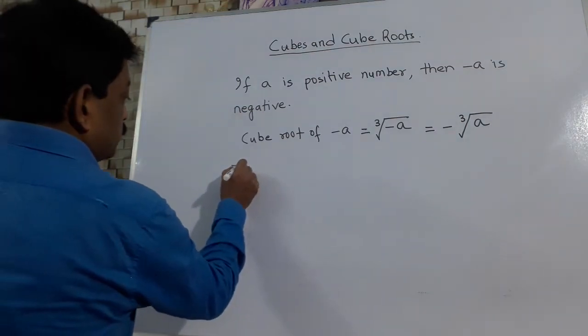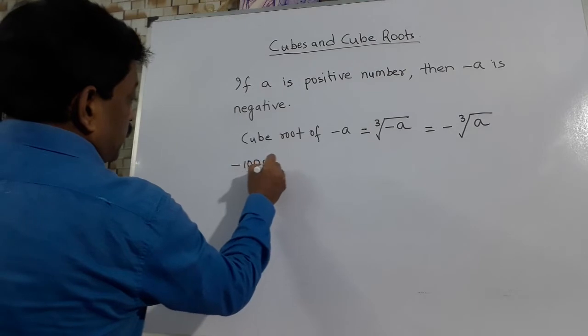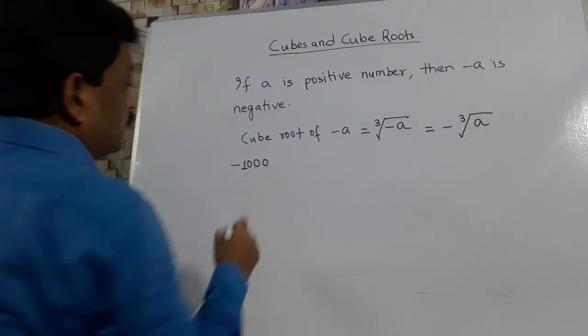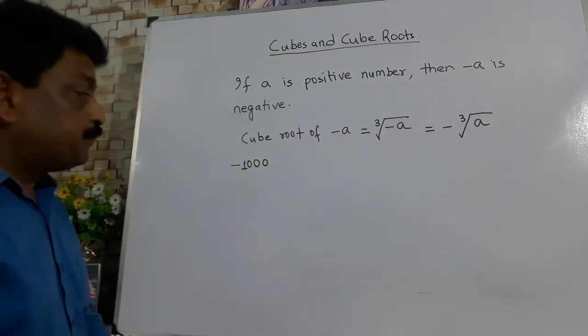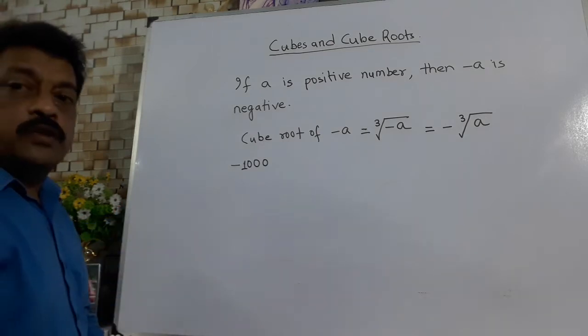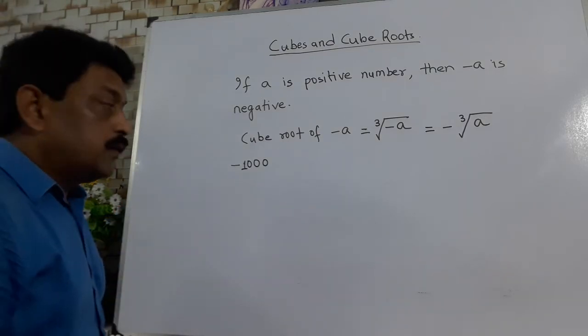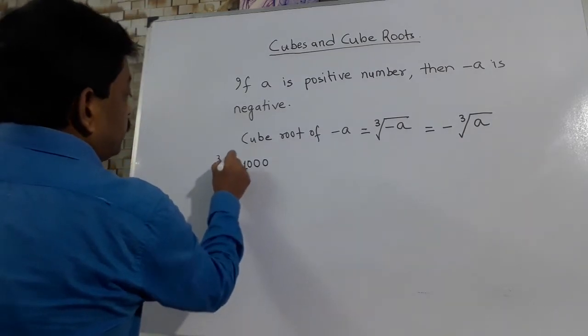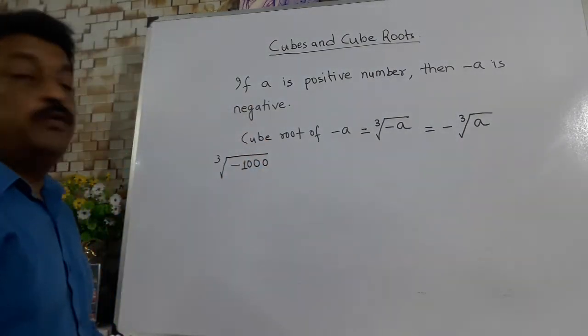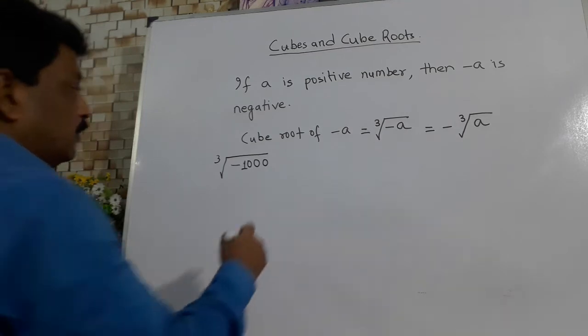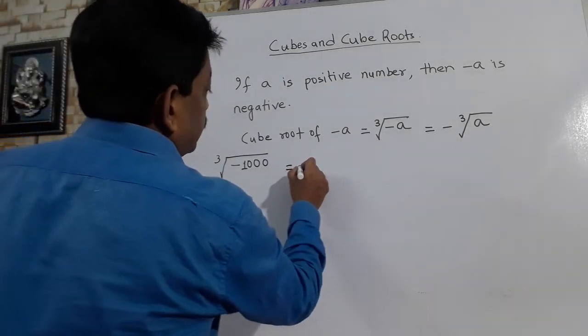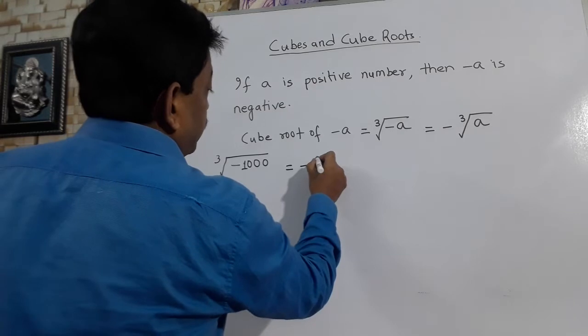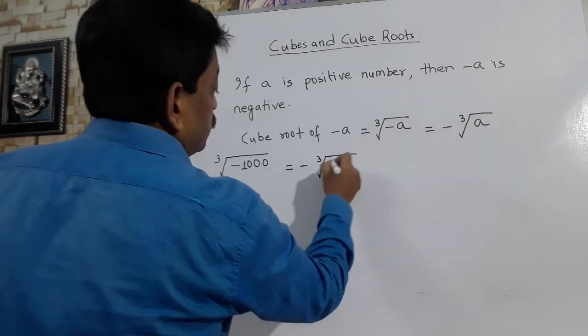Suppose minus 1000. We all know 1000 is a perfect cube, and minus 1000 is given to us. We have to find the cube root. So how to write this? This can be written in this form, cube root of minus 1000, and this can also be written in the form of minus of cube root of 1000.